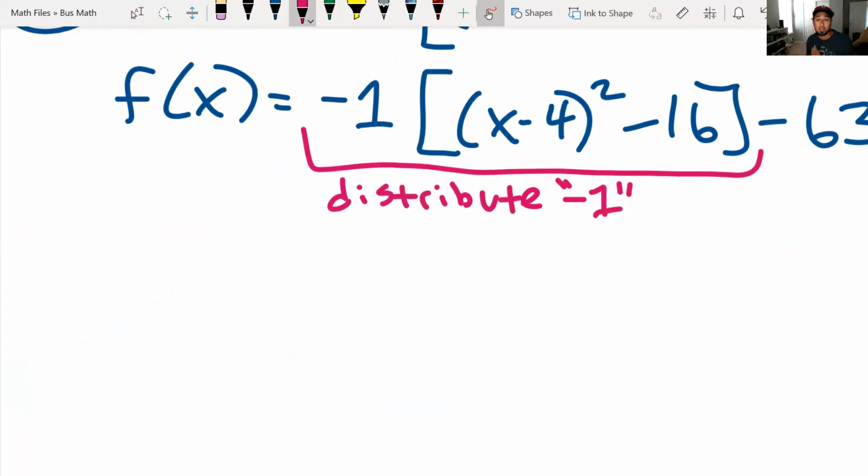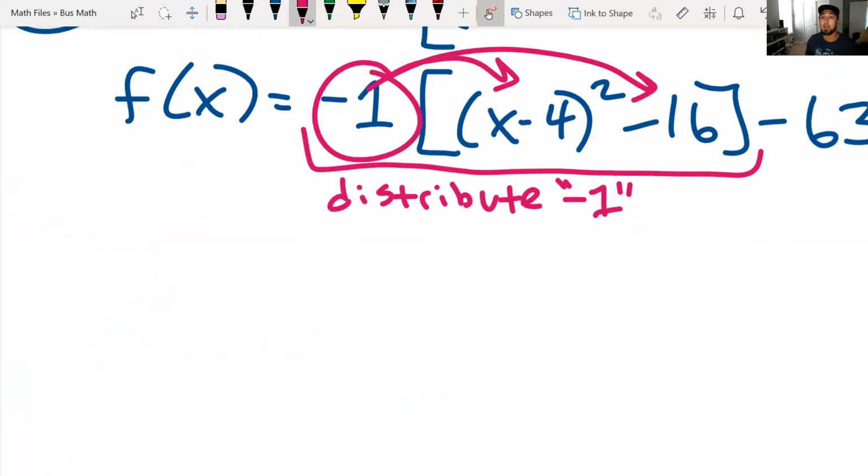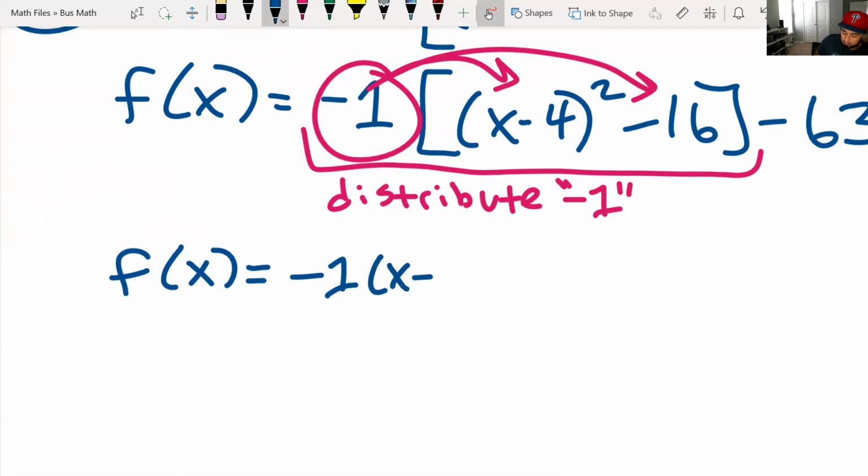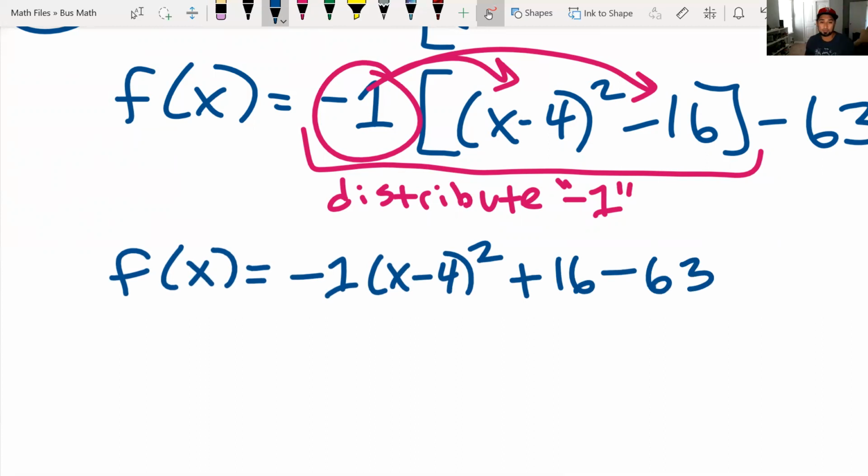So we're going to distribute the -1. This -1 will distribute here and here, okay, there and there. So what we end up with is f of x equals -1 times x minus 4 squared plus 16 minus 63. And we're almost done.